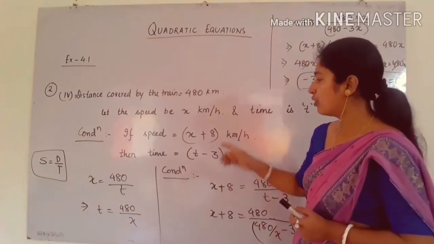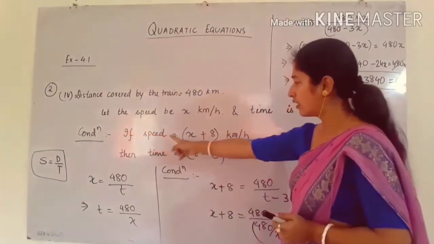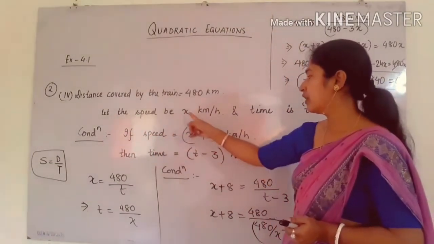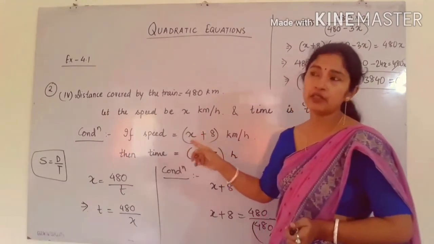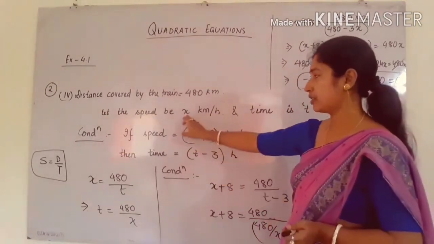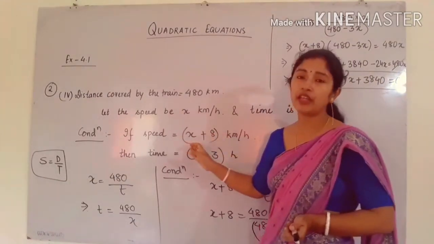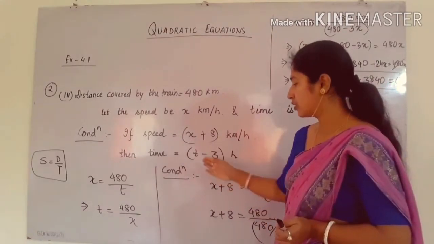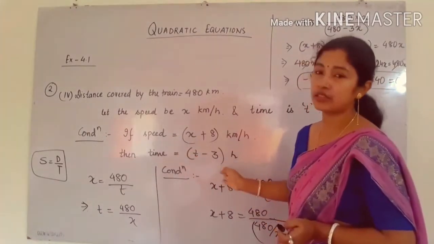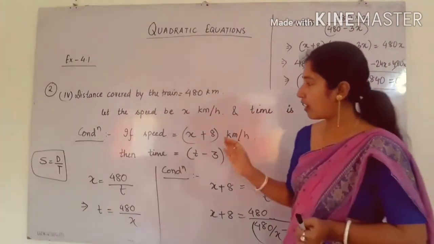Okay. So for that we have to write the condition that the speed is equal to, we add 8 to the previous speed, and the previous speed was x. If we add 8 to the previous speed, then what will happen? Then the time will become 3 hours less. So time is what? t minus 3. The previous time was what? t. So here are two conditions.